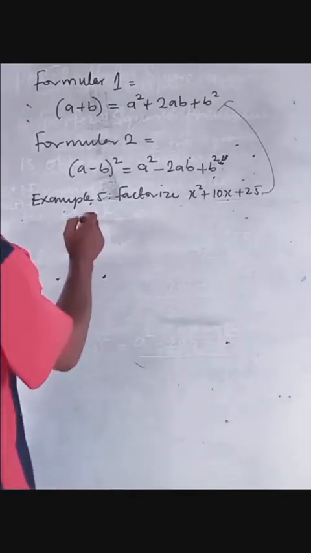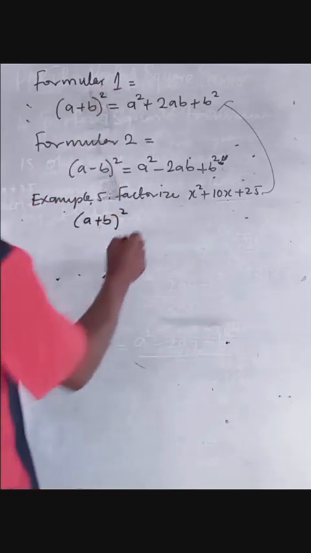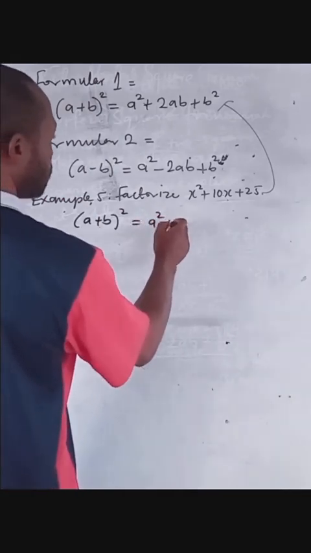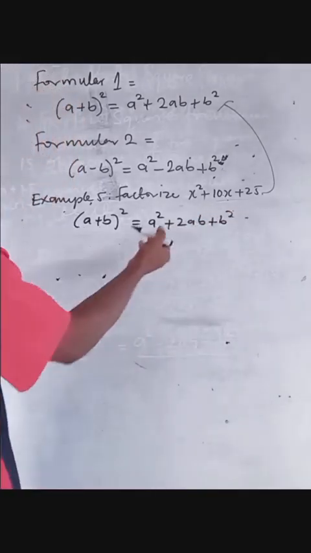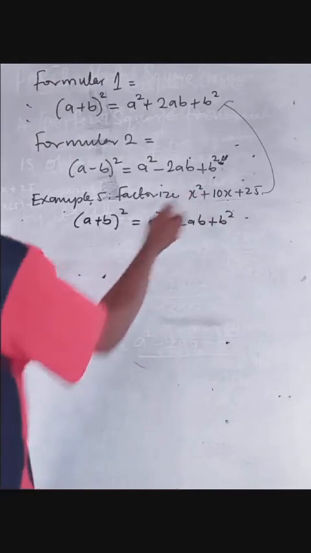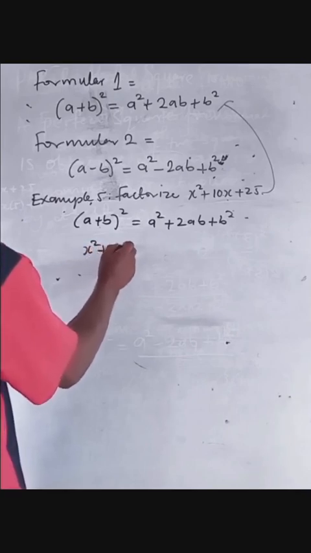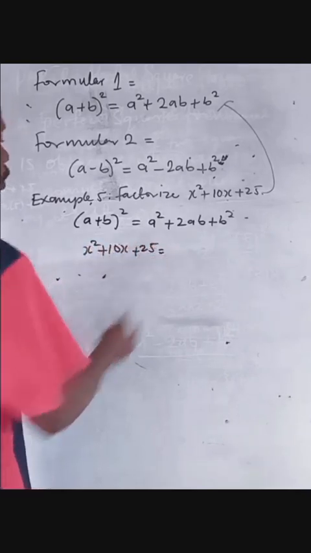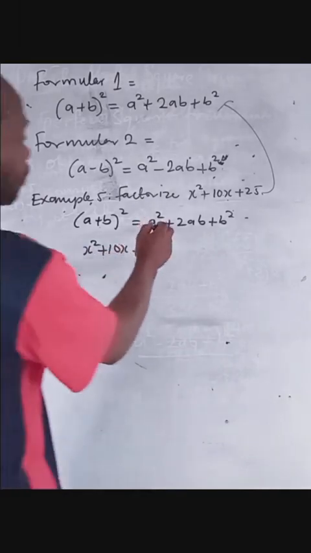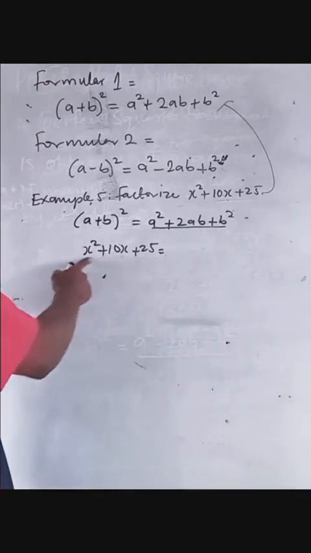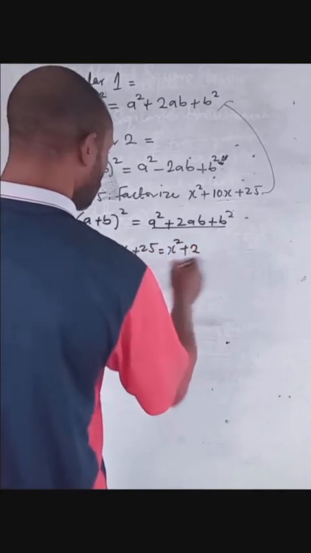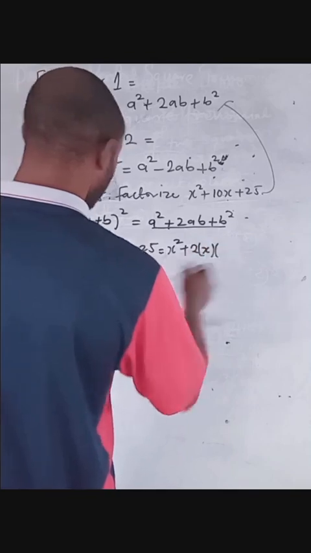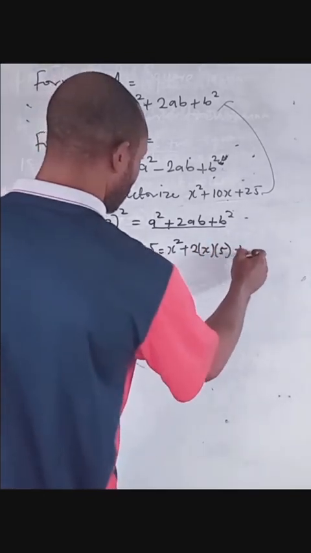The first formula states that a plus b squared is a squared plus 2ab plus b squared. So let's apply this to factorize this expression. Our expression is x squared plus 10x plus 25. I will rewrite this expression in this form. Therefore, x squared plus 2 multiplied by x, 2 multiplied by 5 plus 5 squared.